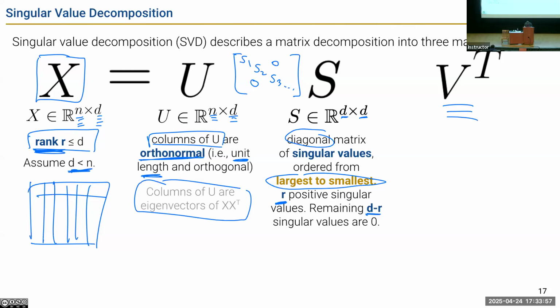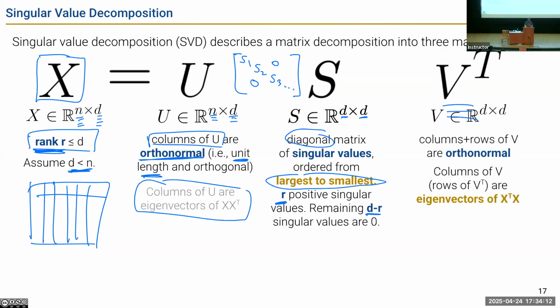And then the remaining values that aren't positive are 0. You can't have any negative singular values. Okay, it's going to be positive values in decreasing order from largest to smallest, and then the rest are 0 if the rank is less than D. And then finally, we have this V matrix. It's also square. In this case, both the columns and rows are orthonormal. So if you multiply any row by any other row, you're going to get 0. Multiply any column by any other column, you're going to get 0. And all of the rows and columns are length 1.